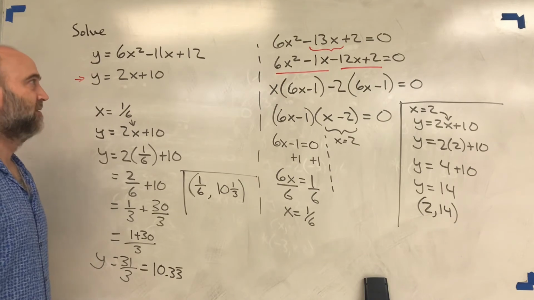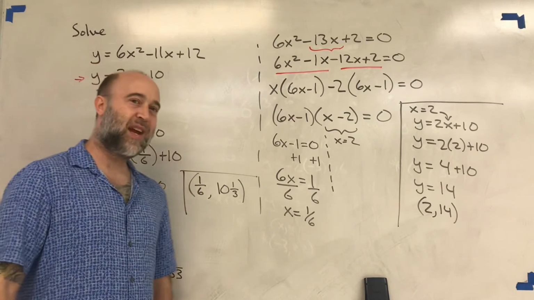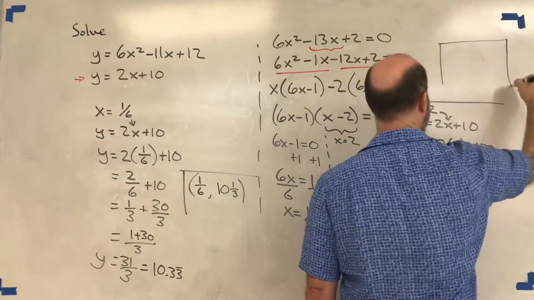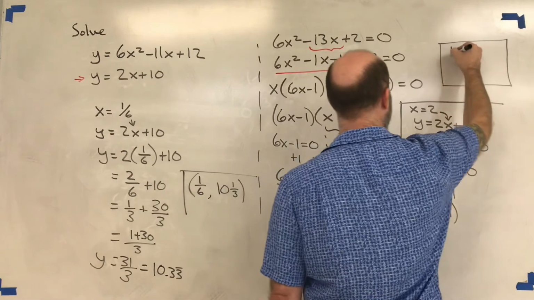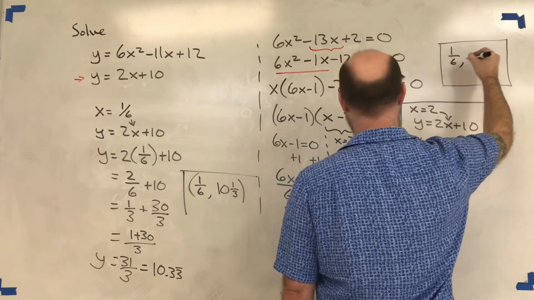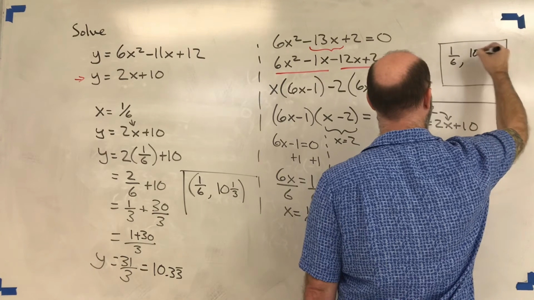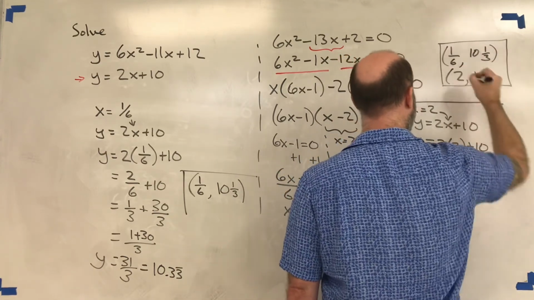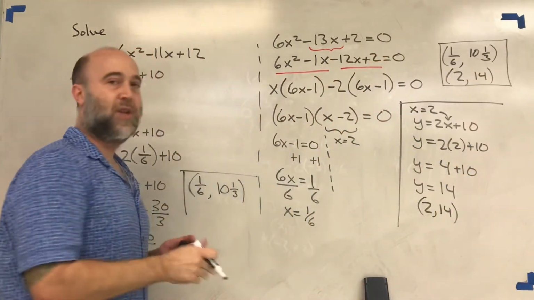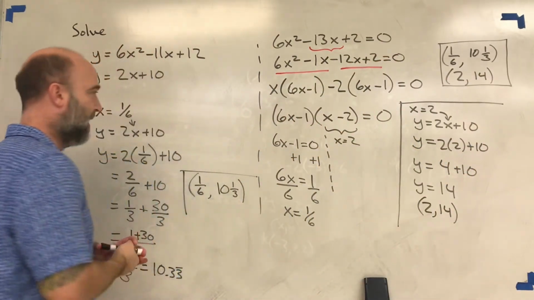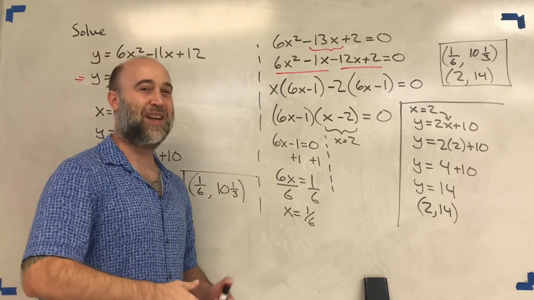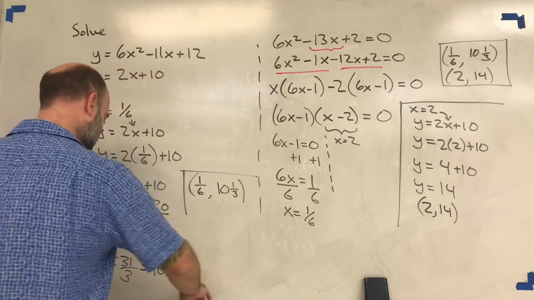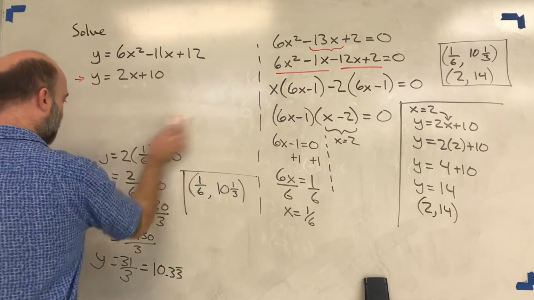Okay, got it. So these are our two solutions. Let me write them over here: 1/6, comma, 10 and 1/3 is one solution, and 2, comma, 14 is the other solution. I want to try one more type of method and see if I can remember how to do it. It's worth a try, so maybe you can finish it if I can't, but I want to give it a shot.